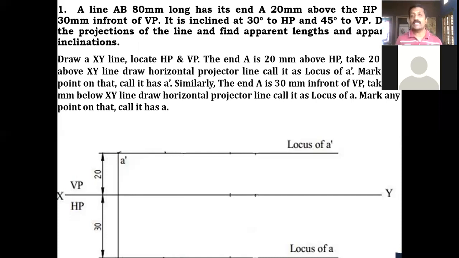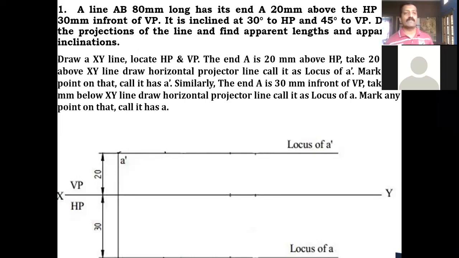And the lower end distance with respect to HP and VP is given: 20 millimeter above HP and 30 millimeter in front of VP. And we need to find out at the end. We have to draw the projections first, complete the projection, and find out the apparent lengths. Apparent lengths in the sense, the front view and top view length you have to find out at the end. And then the apparent inclination. What is apparent inclination? The apparent inclination is nothing but your alpha and beta you need to find out. Okay. Let us start with this data, whatever we have listed up.